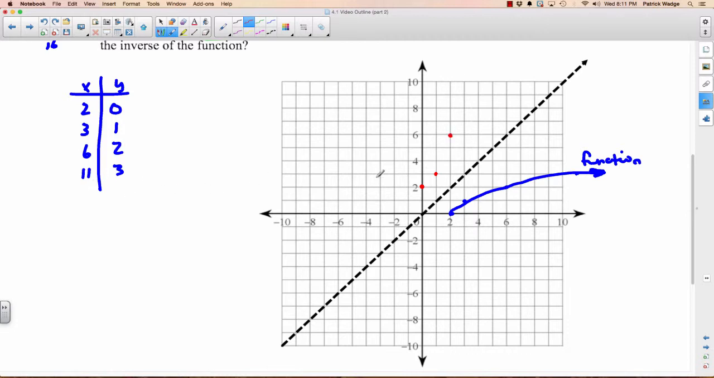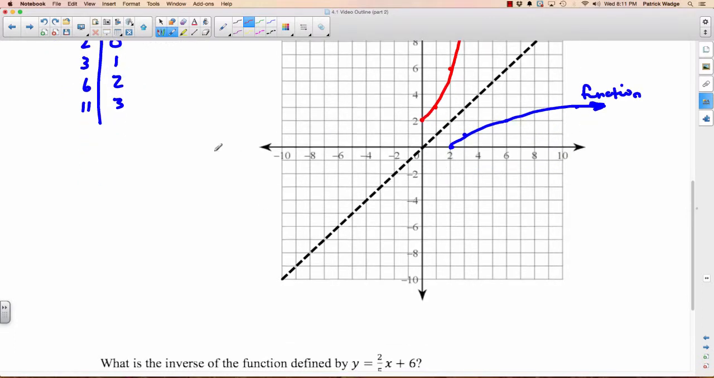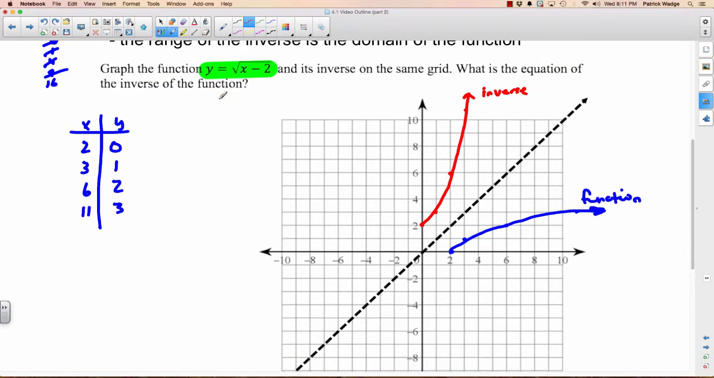And we graphed 11, 3 in the inverse, it's going to be 3, 11. And hopefully it's going to look like a reflection over this dotted line, and I would say yes, it does. So this is the inverse right here. Great.